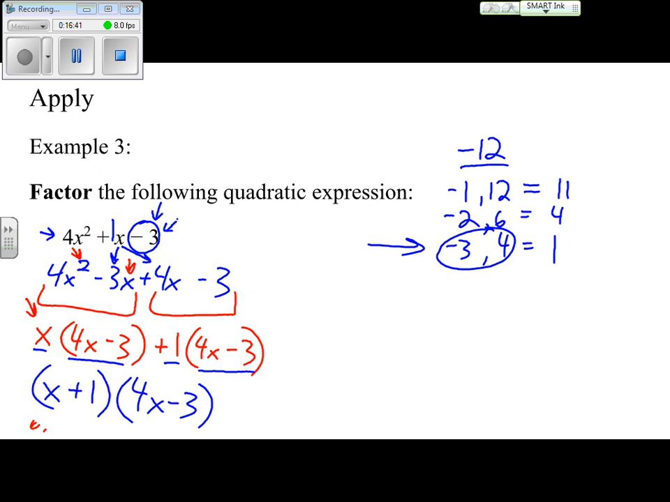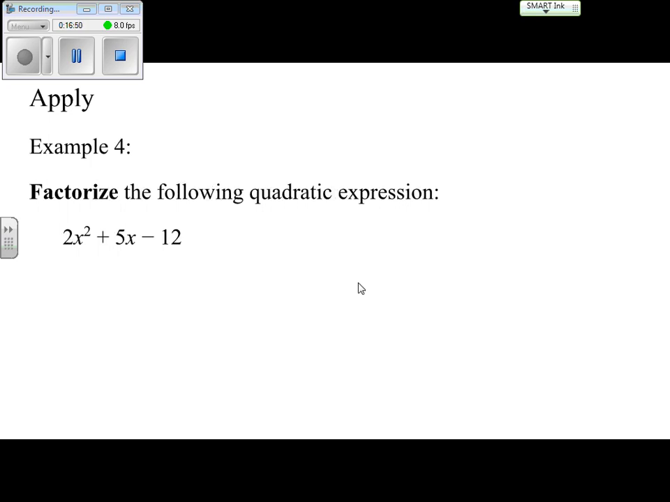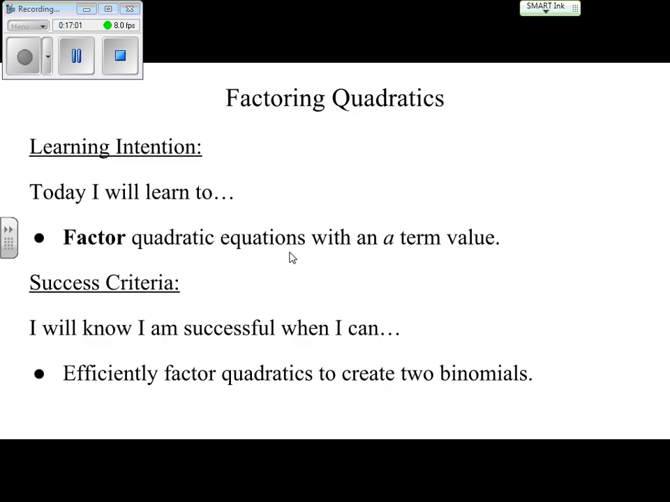All right. I did have one more example ready to go, but since I've already crossed the 15-minute mark by almost 2 minutes at this point, I will not do that here, but I will put the example up. I have 2x squared plus 5x minus 12. And if you're looking for a little more practice, feel free to try that one on your own. Otherwise, we will see you next time.